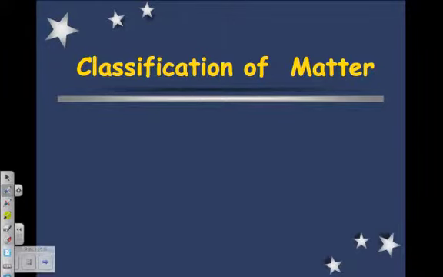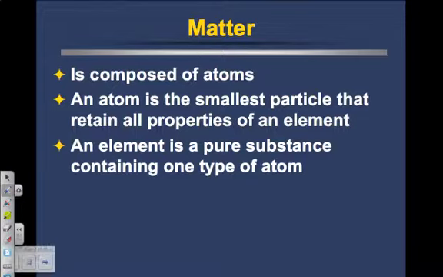Alright, so the last time we talked about what matter was, it's something that takes up space and has mass. Now we're going to talk about how we're going to classify matter into different categories. Matter is composed of tiny particles, and those tiny particles are atoms. And an atom is the smallest particle that will retain all the properties of that element.